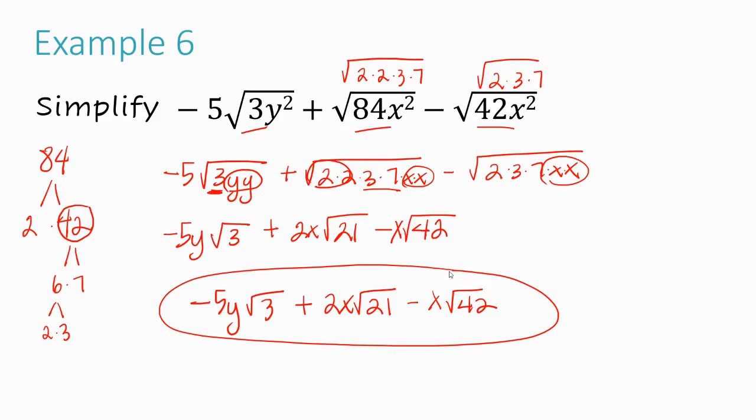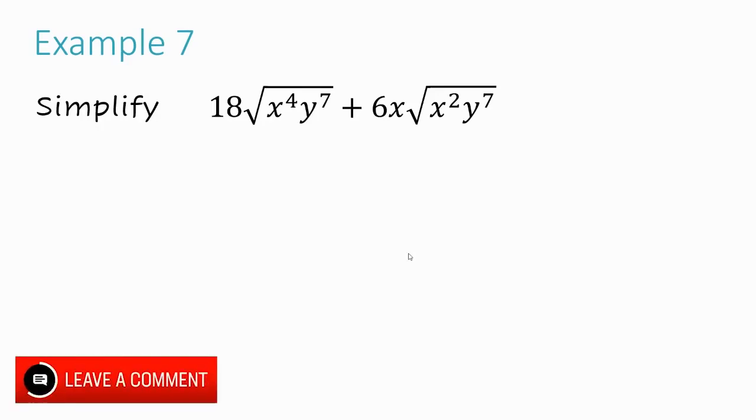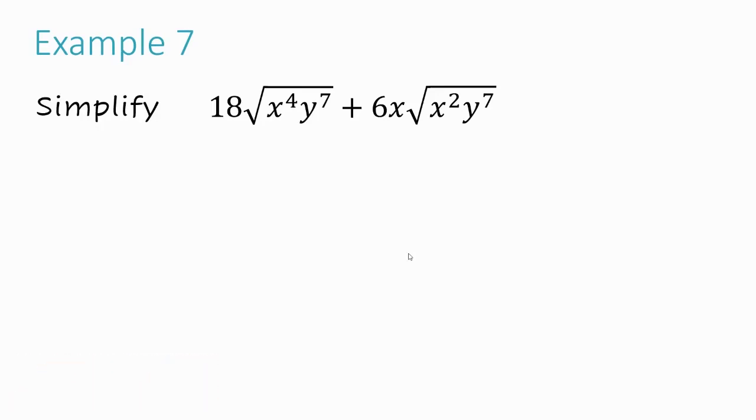Let's take a look at example number 7. Example number 7 wants us to simplify the problem that you see here: 18 square root of x to the 4th, y to the 7th, plus 6x square root of x to the 2nd, y to the 7th. Now one thing that's different about this particular problem is that underneath the radical is only variables. There's no whole numbers at all.